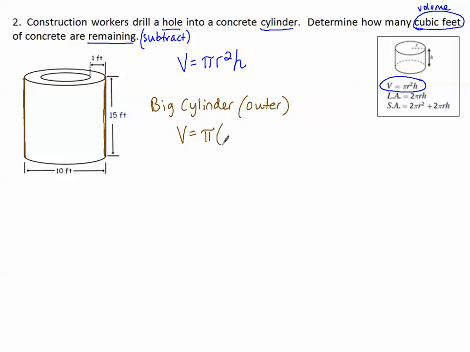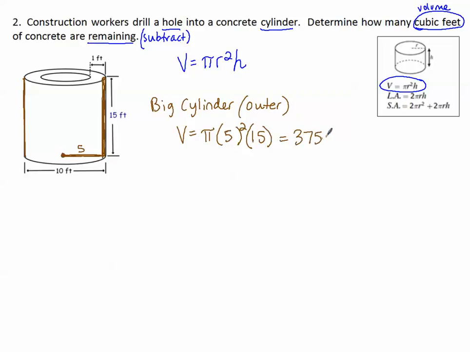I need the radius for the outer cylinder. Well, they show me that it's 10 all the way across, so that means from the middle to the edge, the radius will be 5 feet. And the height of the cylinder goes all the way up and down, the height is 15 feet. And then I can compute that.